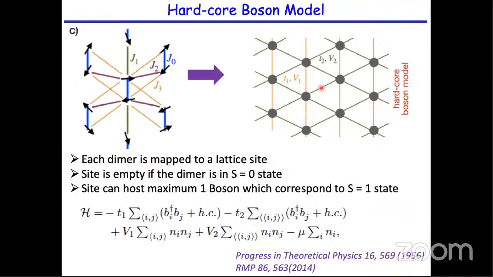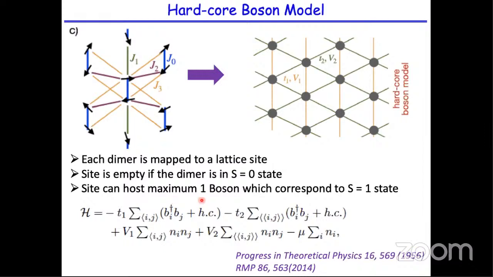So you have different sites, and this T1, V1, and T2, V2 are related to the interdimer exchange interaction. Within this site, we have included all this exchange interaction as well as the magnetic field effect, and then we have the T1, V1, T2, V2, all related to J1, J2, J3. So this is how the mapping is done.